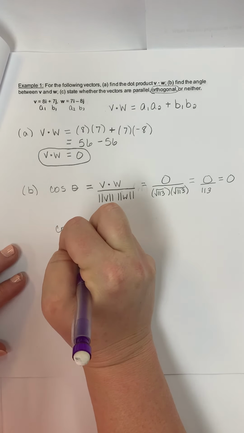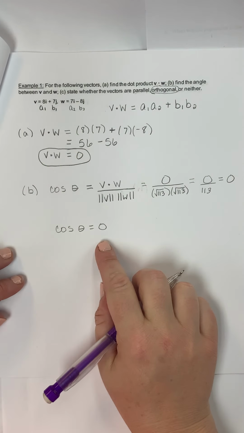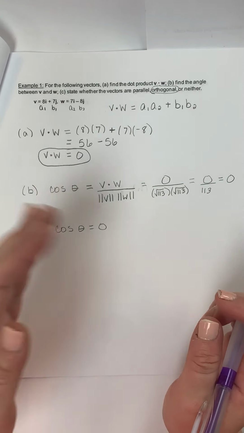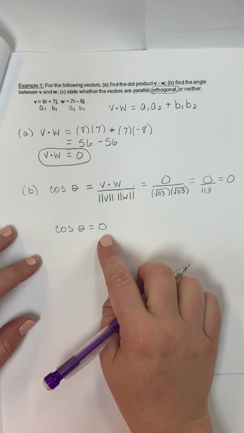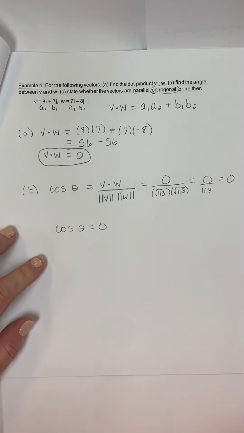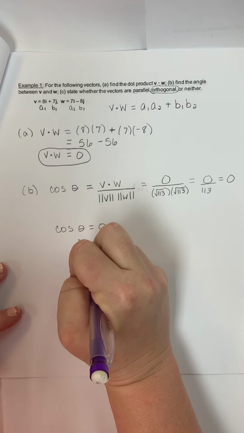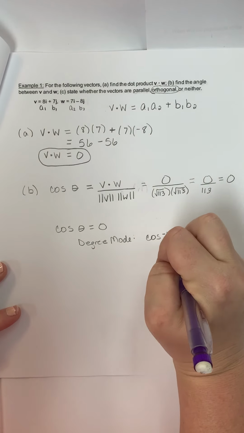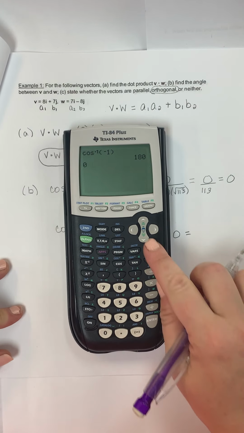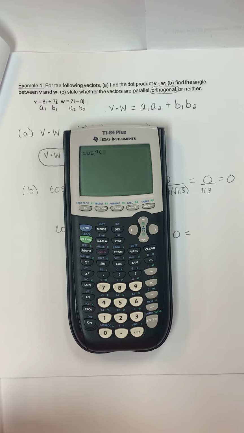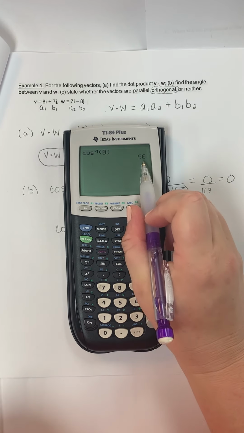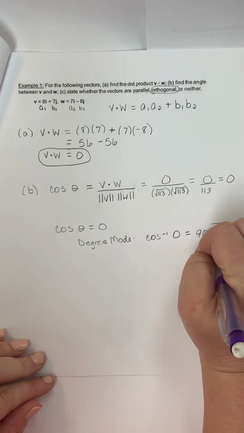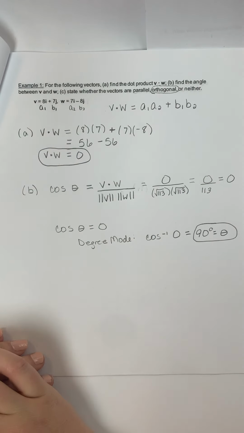Now, since cosine theta equals 0, what you're going to be doing is figuring out where on the unit circle, in the first 2 quadrants, cosine is 0. If you put your calculator in degree mode, because remember with vectors we use degrees, and you do second cosine, inverse cosine of 0, I'm already in degree mode. I get 90 degrees, which is what we expected. That's my theta. That's what we expected because we already said they are orthogonal.